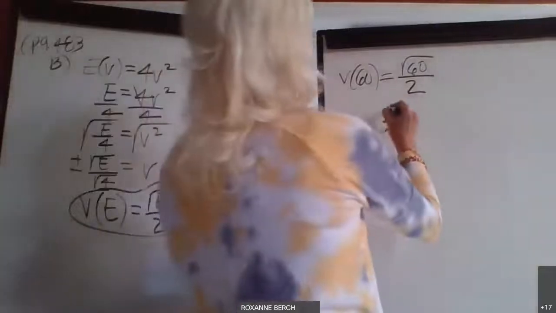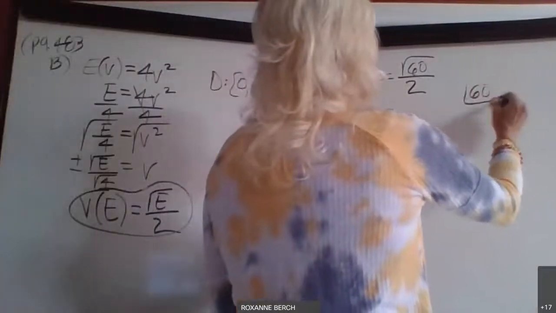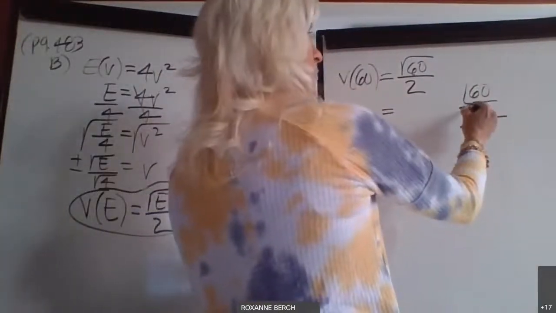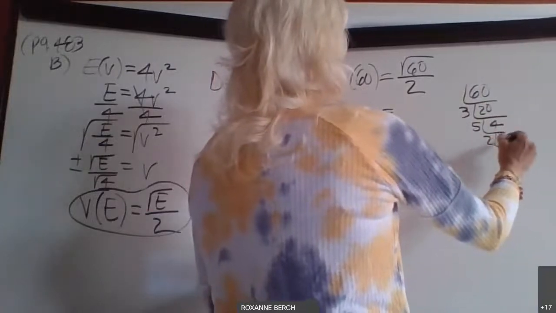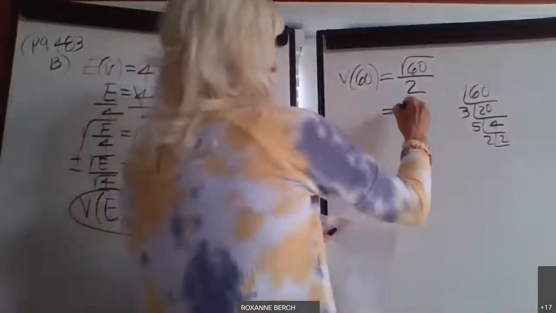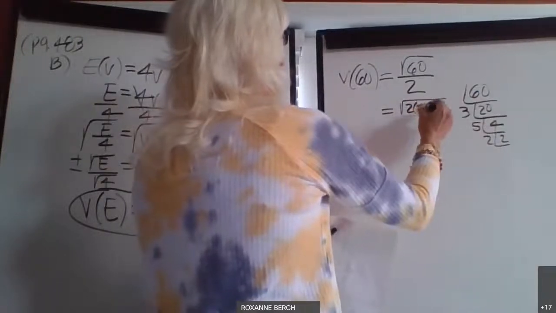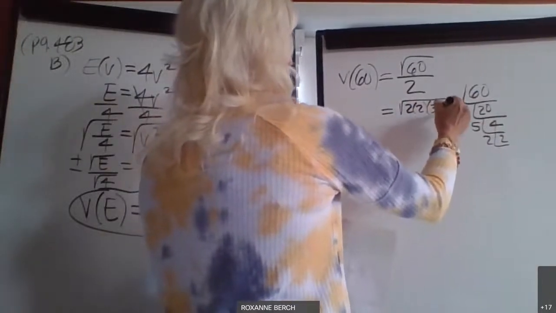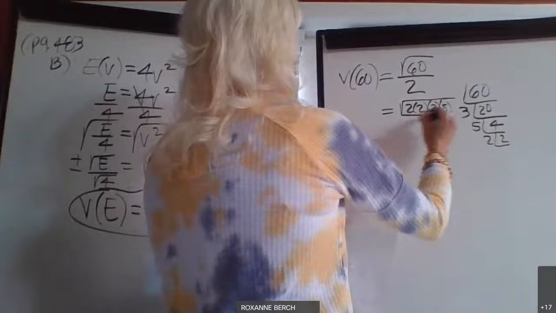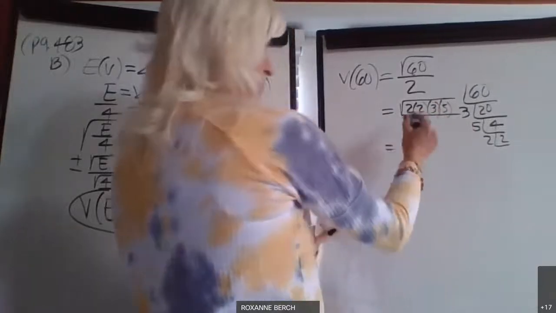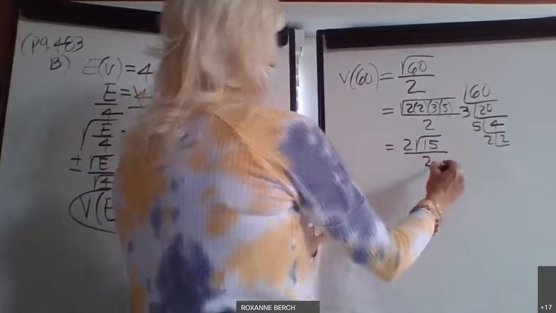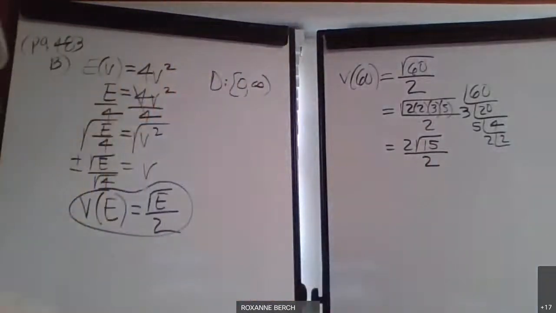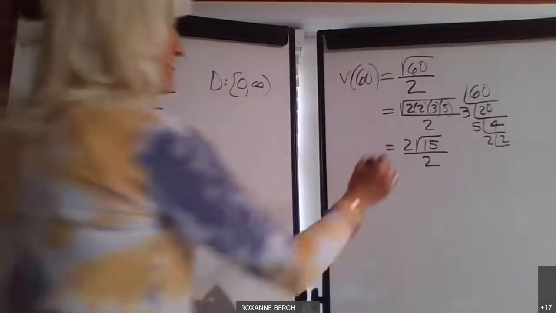All right, so let's do a prime factorization of 60. So if I take out a 3 would be 20. If I take out a 5 would be 4, 2 times 2. So you have the square root of 2 times 2 times 3 times 5 divided by 2. So a 2 gets to come out, square root of 15 over 2. Can you cancel the 2's? Can you cancel parts of a product? Yes.